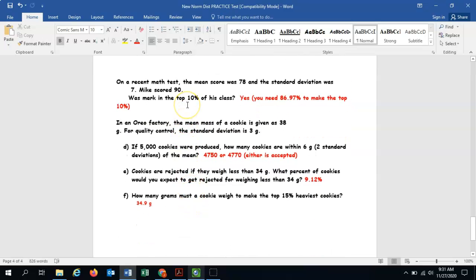So on a recent math test, the mean, the average, was 78. Standard deviation was 70. Mike got a 90, so where does that put him compared to the rest of his class? There's actually a couple different ways you could do this. I'll show you the way that I approached it.